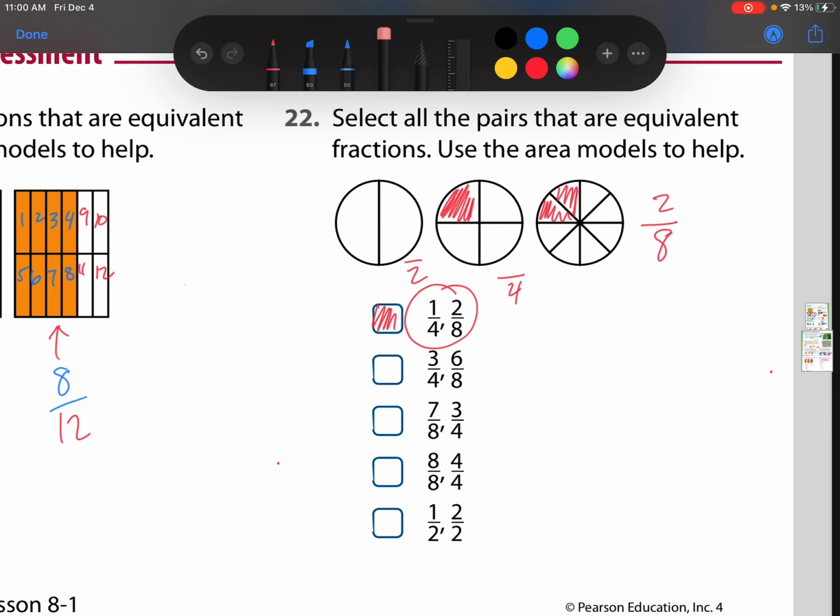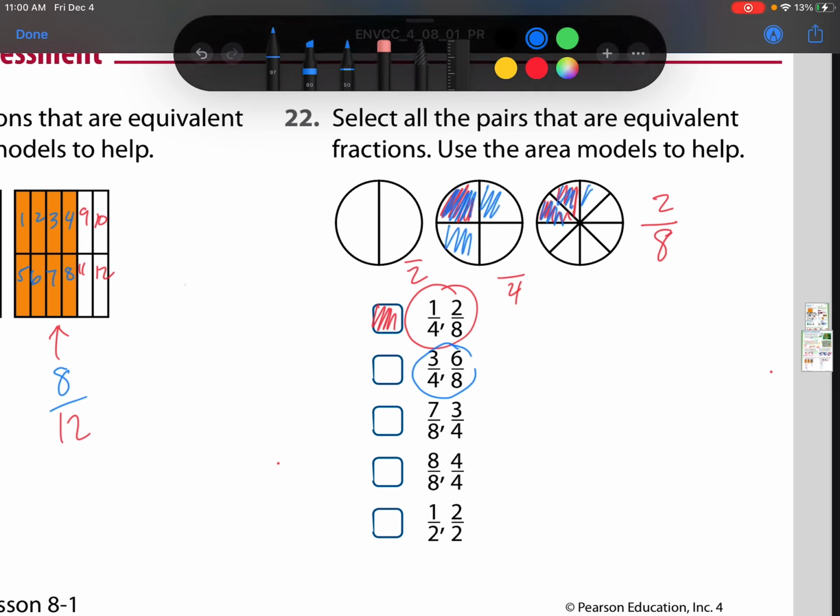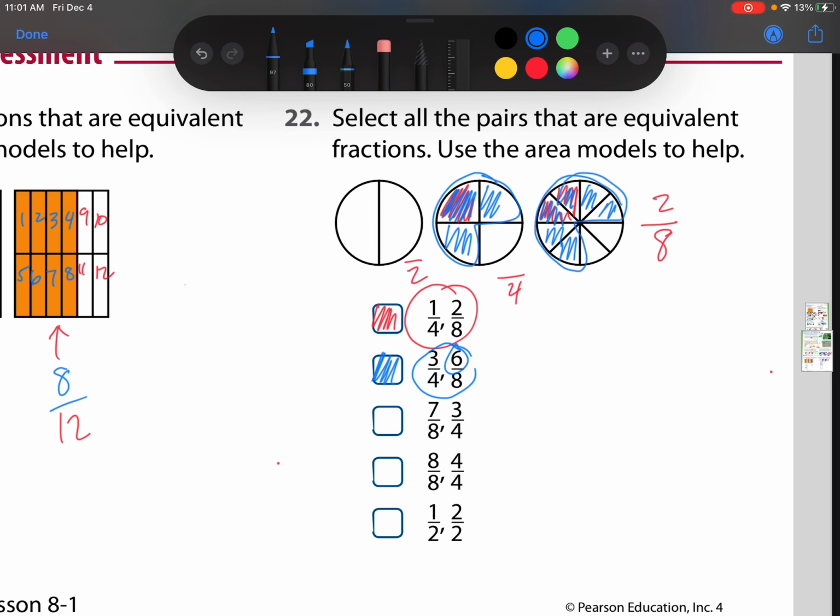3/4. So we're going to do blue for this one, 3/4. That means I would go to my 4ths and I shade in 3 of them. And then over here I would need to shade 1, 2, 3, 4, 5, 6. Oh, and look, that's what it says right here. So those must be equivalent. So remember, whatever I shade on this side, it should be the same over here. They both kind of look like that Pac-Man.